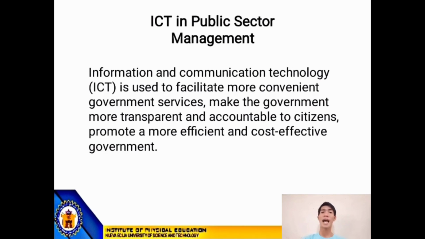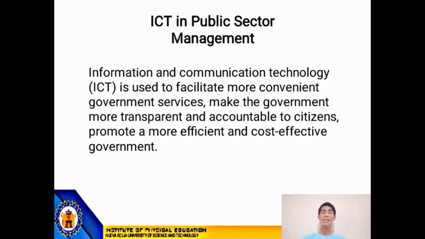So next is the ICT in public sector management. So the ICT, or information and communication technologies, is used to facilitate more convenient government services. It makes the government more transparent and accountable to citizens. It promotes a more efficient and cost-effective government. So in public sector management, the ICT provides greater public access to information and constitutes opportunities for public administration that require meeting many economic, financial, structural, and legal conditions.